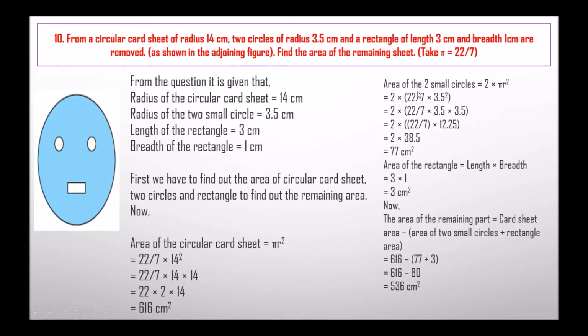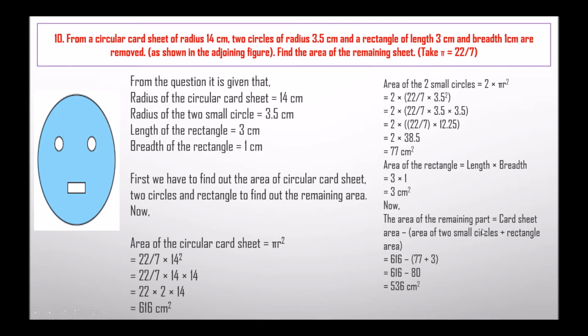Now area of two small circles equals 2 into pi r square. 2 into 22 upon 7 into 3.5 whole square. So 2 into 22 upon 7 into 12.25. So 2 into 38.5, that is 77 centimeter square. Area of rectangle equals length into breadth. So 3 into 1, that is 3 centimeter square.